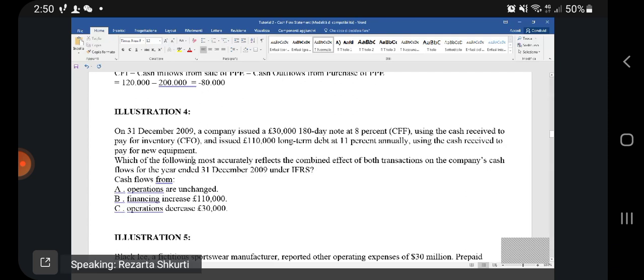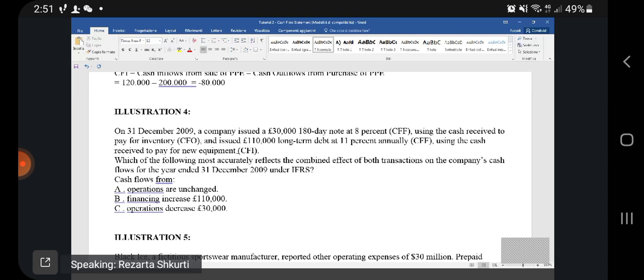Then we issue another loan. That's again cash flows from financing. The money that is generated from this long-term loan, we use to pay for equipment. Now, it's pretty obvious. Which is the net effect? The first one can't be true because operations are unchanged, that's not true.